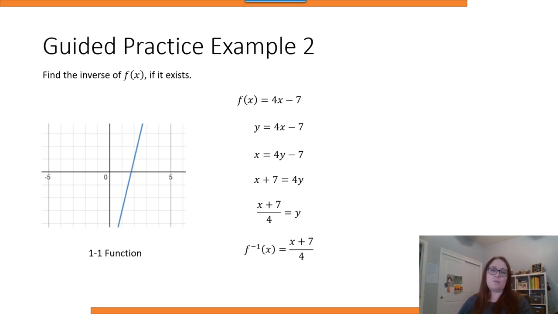So I can replace the y with inverse notation there. So f inverse of x equals x plus 7 over 4. Now, if you're ever worried that you made a mistake with this, you can always verify it by composing f and f inverse, and you should get x when you do that.